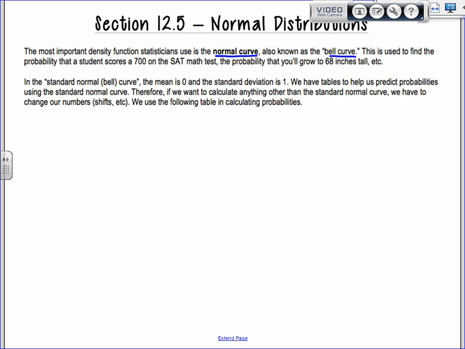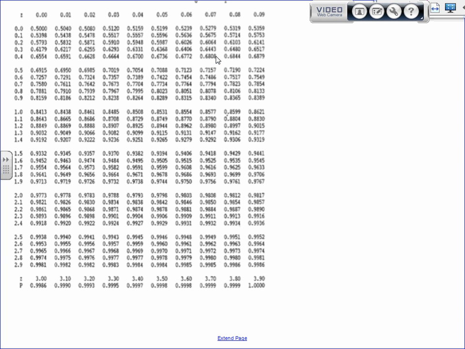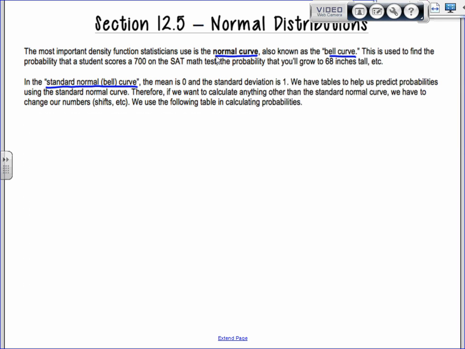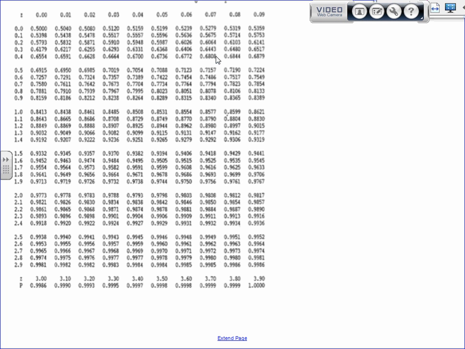In the standard normal bell curve, this is the one that you have a giant chart for. Do you see the giant chart on your notes? You don't have to memorize every number in that list. That will be given to you on your test. For that list, the mean is 0 and the standard deviation is 1. That's what makes it the standard table. It helps us predict probabilities for real life problems. So we're going to use this table a lot today.